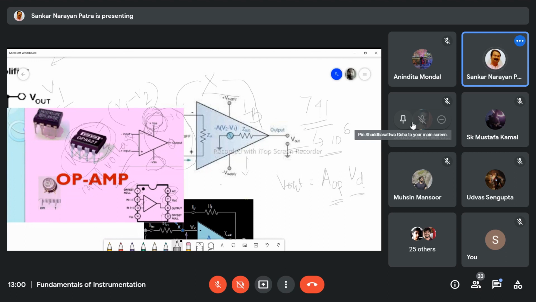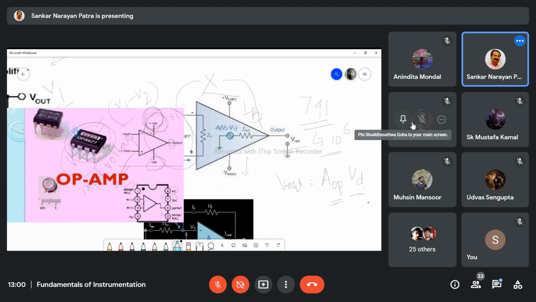This is the IC we normally have to connect, and whenever you connect, you have to keep this notch. Here you will find a notch, a small bend.